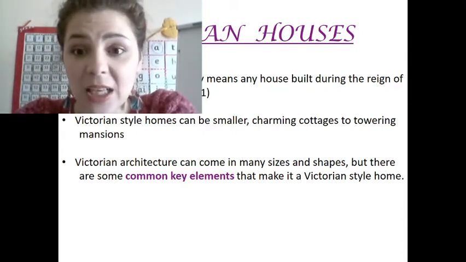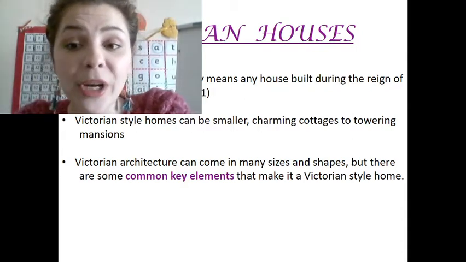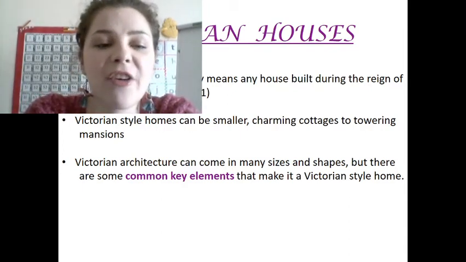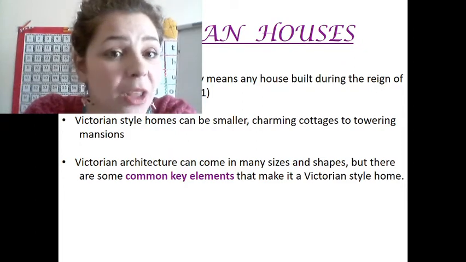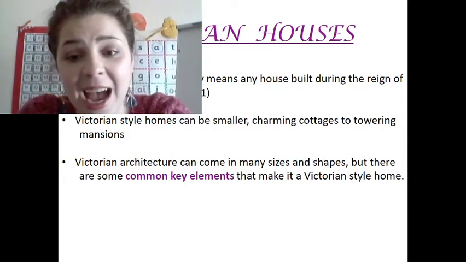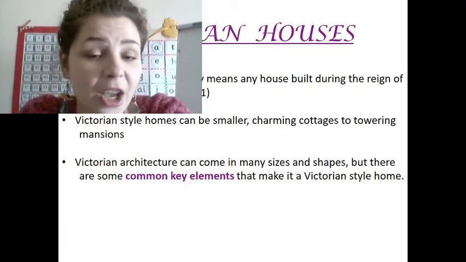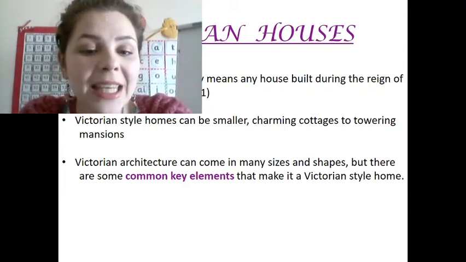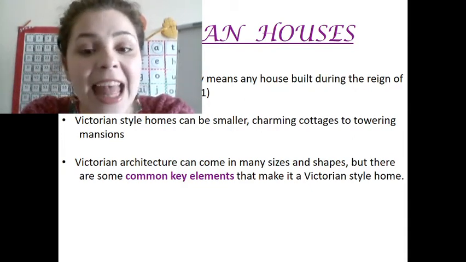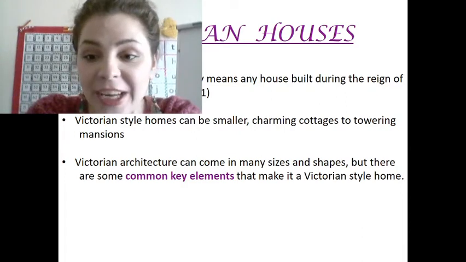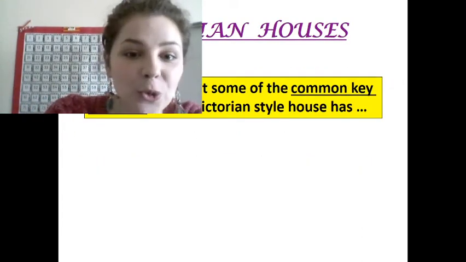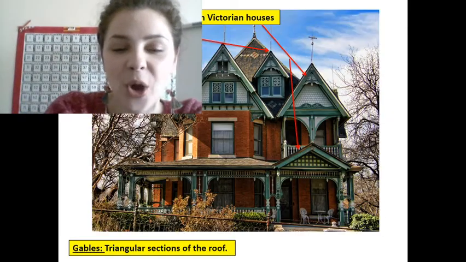And at the end of this class, we're going to see a video of two boys going to visit exactly a house like that, a very big mansion. Okay? So definitely these houses can come in many different sizes and shapes, but they all have some common key elements. They all have some things in common that make them Victorian style homes. So let's take a peek. What are those common key elements? Okay?